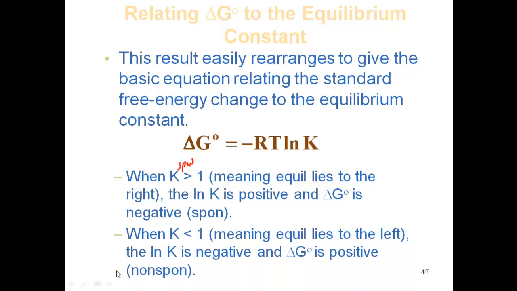If K is less than 1, meaning the equilibrium lies to the left, that means we're not going to make a lot of products. Basically, we're talking about a non-spontaneous reaction. Mathematically, if K is less than 1, I take the natural log of it and it's going to be a negative value. A negative times a negative gives me a positive delta G, which is an indication of a non-spontaneous reaction. So this equation is complementary. K and delta G are both working together to say that we have a spontaneous or a non-spontaneous reaction. We can use this equation to solve for K if we want, which we're going to look at in the next example.